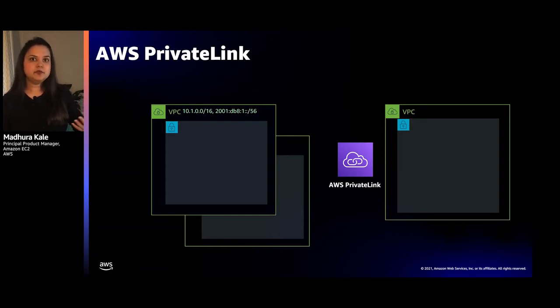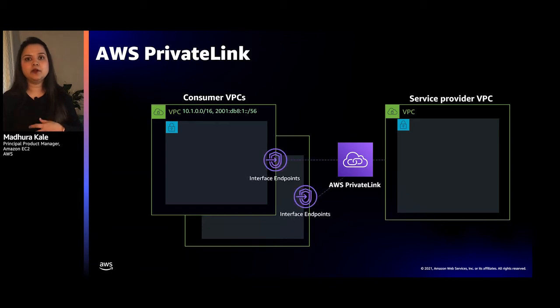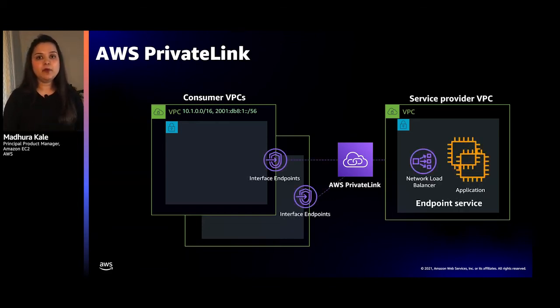Now think of this as you running an application, and your customers could be either your own internal customers in your organization, or your customers could be other AWS customers that would be running in their own VPCs. These customers can basically now simply create endpoints in their VPCs and be able to access your application. The application you build is known as the endpoint service. The endpoint service is typically a load balanced application behind a network load balancer.